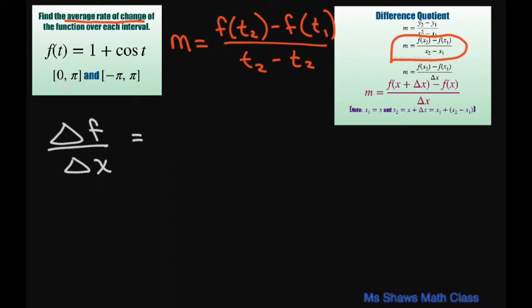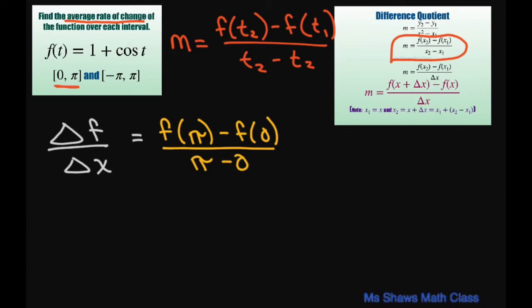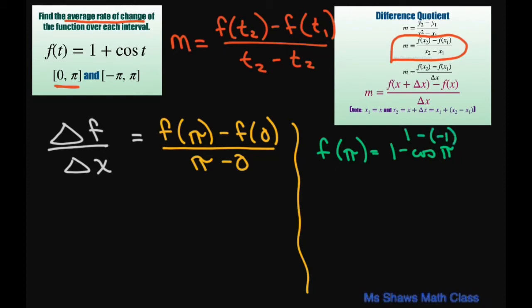So for the first interval here, that's going to give you f of pi minus f of 0 divided by pi minus 0. So let's do f of pi. That's going to be 1 plus cosine of pi, and that's going to equal 1 minus negative 1. Oh, it's supposed to be plus. So that'll be plus negative 1. So that's going to equal 0.